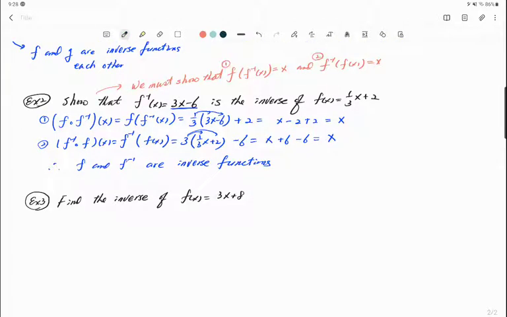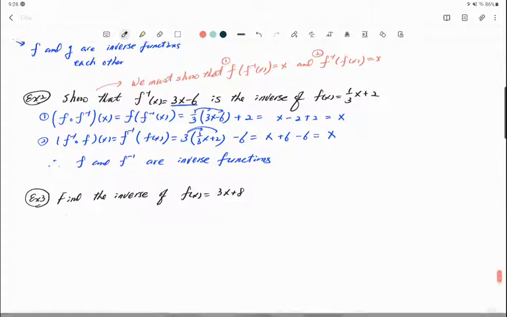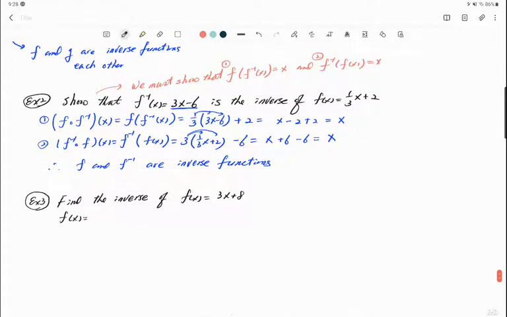All right, so next, find the inverse of this function. So write the function, and then we will replace f of x with y, right? And then interchange x and y. So x equals 3y plus 8. And then we solve for y in terms of x. So x minus 8 equals 3y. So x minus 8 over 3 equals y.